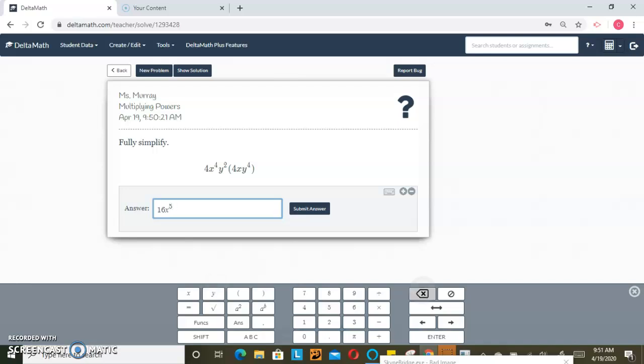Always remember to get out of that exponent when you go to do your next variable. Let me get out. There we go. Y to the, what did I say, 6th power.